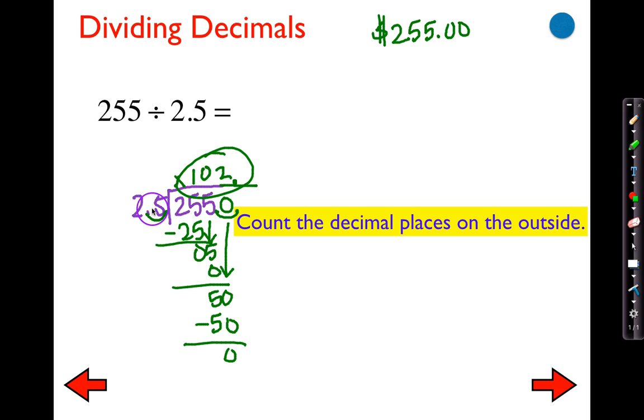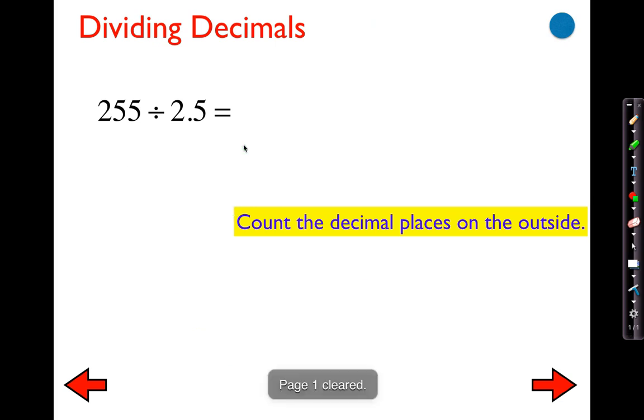So here, what you want to do is make sure your divisor, the number that you're dividing by, is a whole number. And for those of you who are wondering, how did 2.5 become 25? You essentially multiplied it by 10, which required you to multiply the dividend by 10, which increased it to 2,550. Okay, so if you're just wondering, that's how it happened.